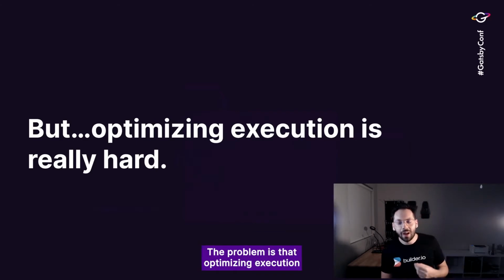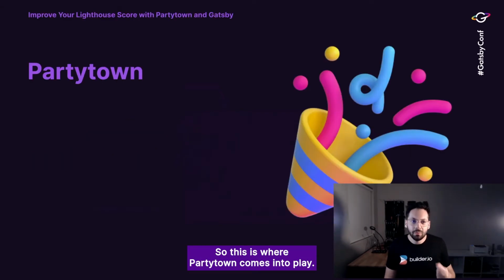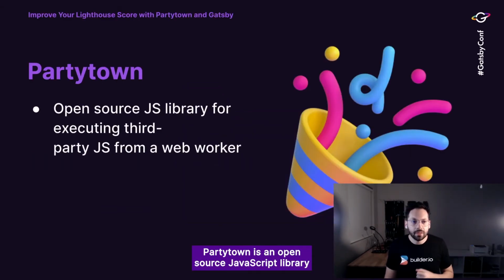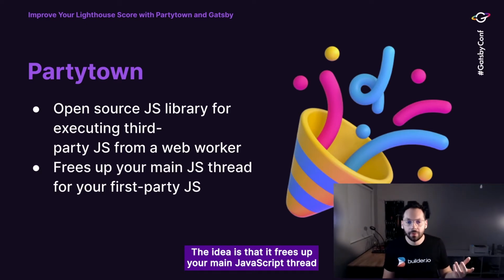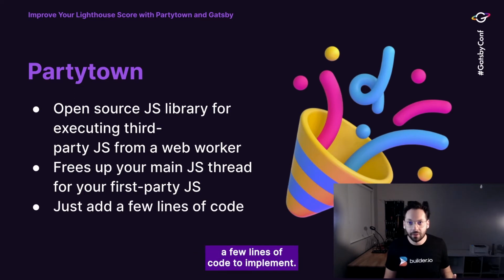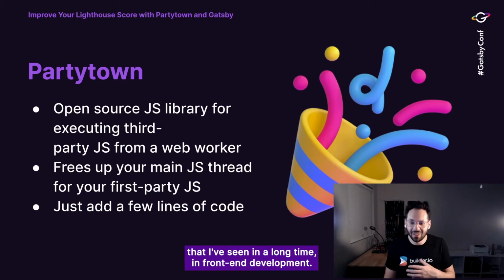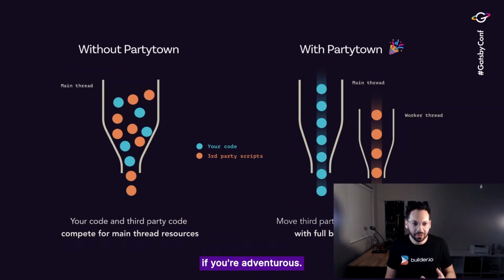The problem is that optimizing execution is really hard. So this is where Partytown comes into play. Partytown is an open source JavaScript library for executing third-party scripts from a web worker. The idea is that it frees up your main JavaScript thread for your first-party JavaScript. And it literally just takes a few lines of code to implement. It's the closest thing to magic that I've seen in a long time in front-end development. And here's a link to the project and how you can get started with installing it if you're adventurous.